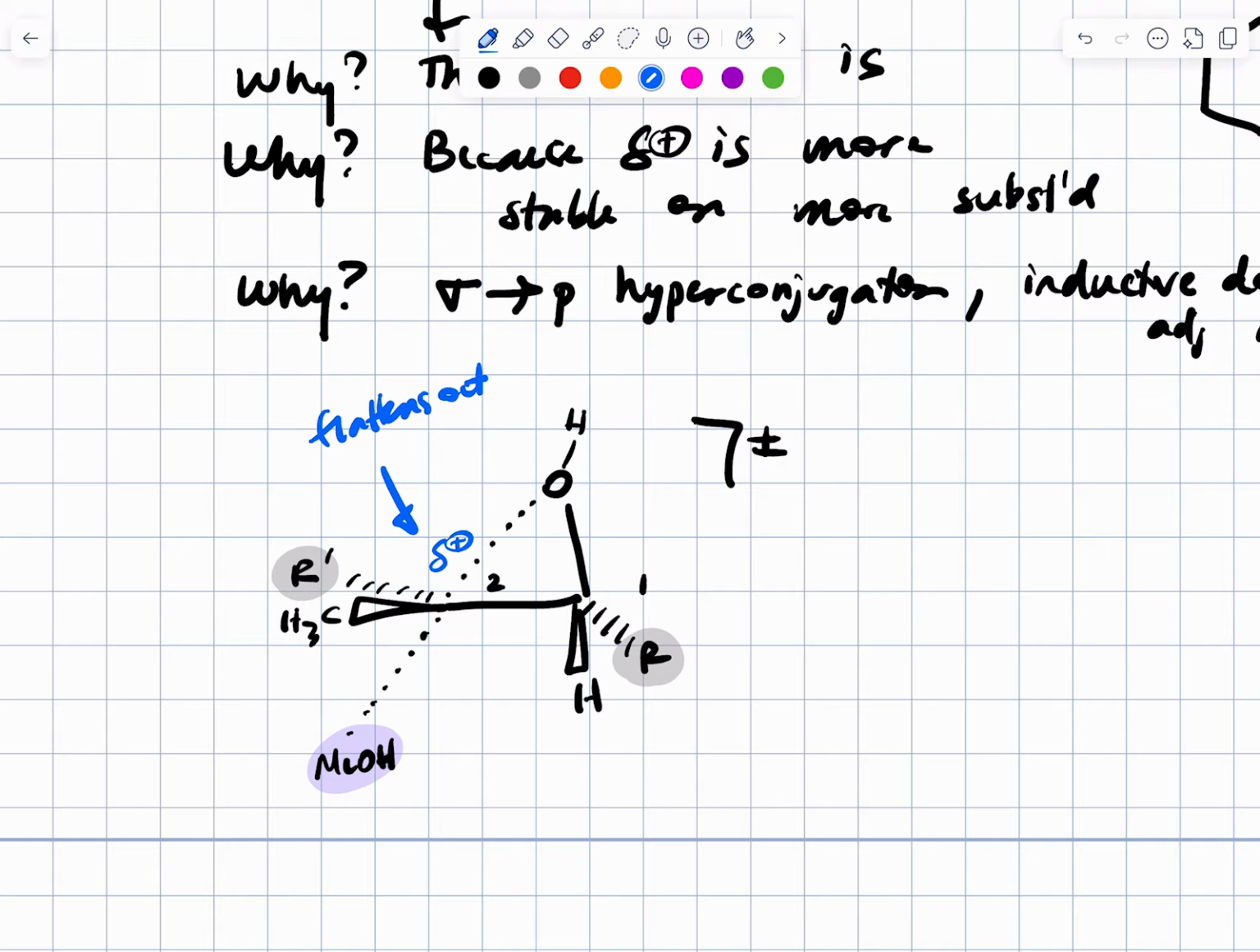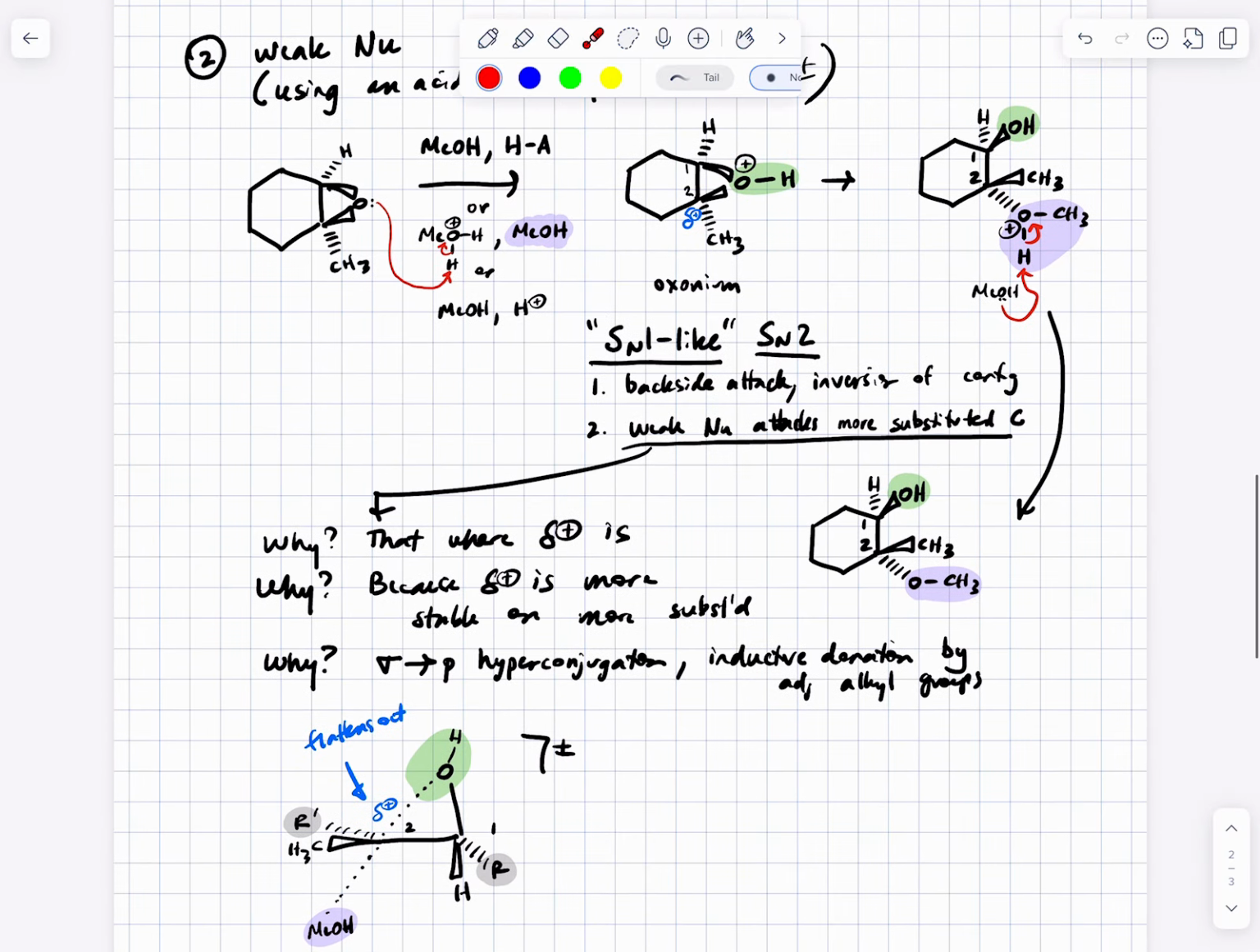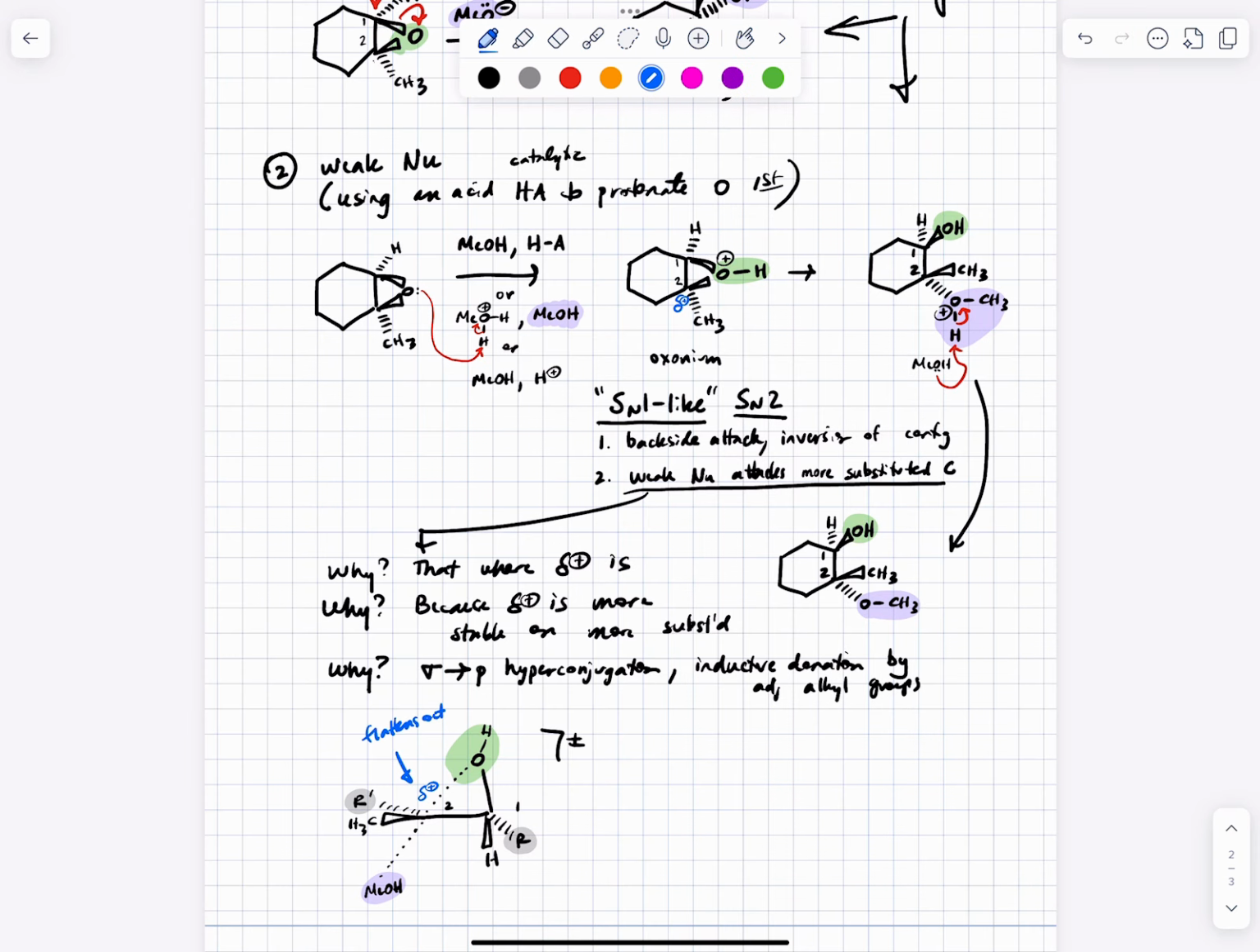How is it still SN2? Because the leaving group is still blocking this face of the electrophile, so you still get backside attack. Okay? So when you're using an acid to protonate the epoxide first, then you get backside attack with inversion of configuration, but at the more substituted carbon. Okay? Questions on that?